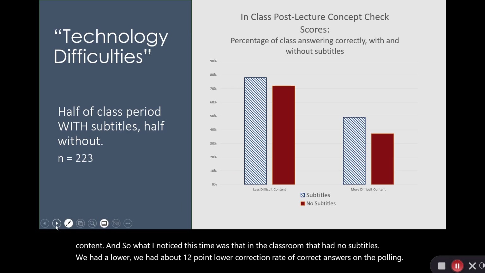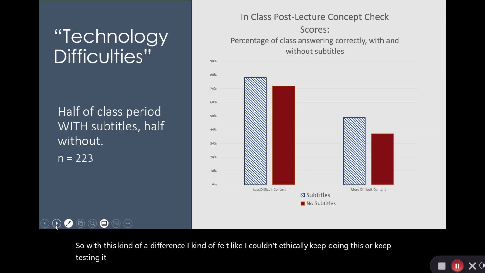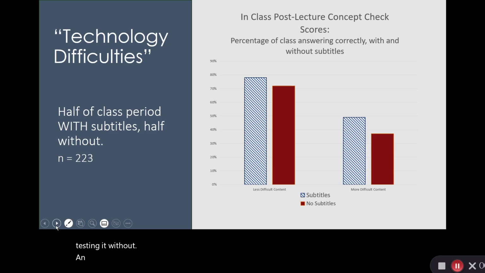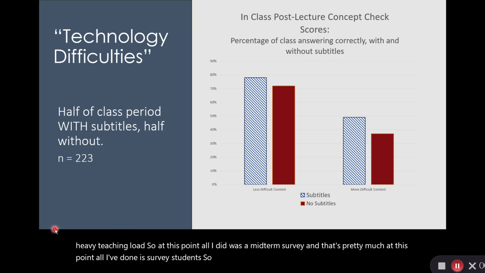So with this kind of a difference, I kind of felt like I couldn't ethically keep doing this or keep testing it without an IRB, which meant getting somebody to collaborate with me and taking time out of my heavy teaching load. So at this point, all I did was a midterm survey, and that's pretty much all I've done is survey students so far. So I just kept on using captions in every class.